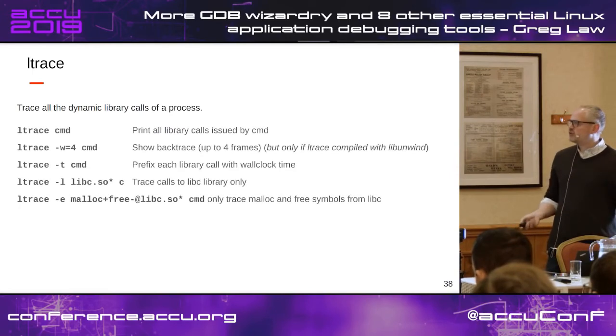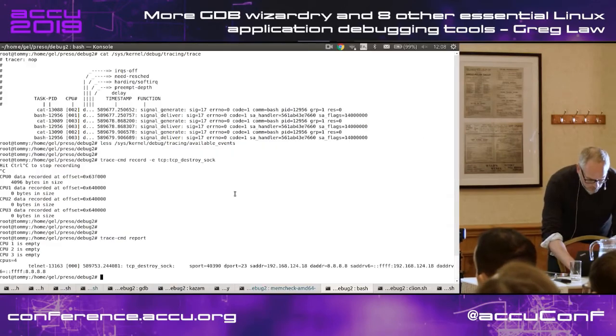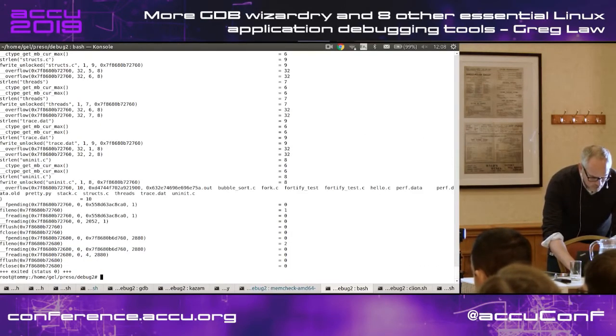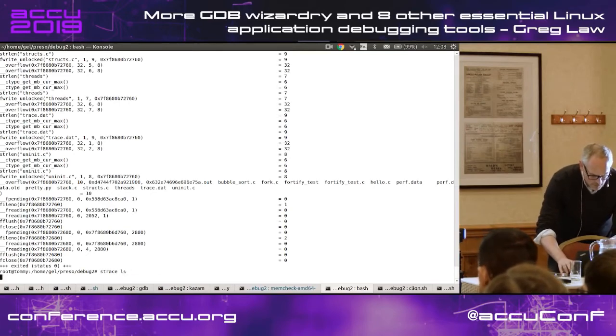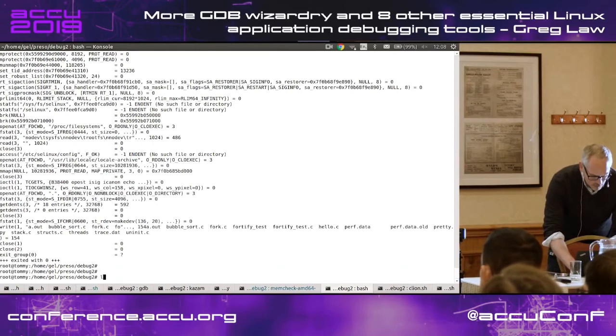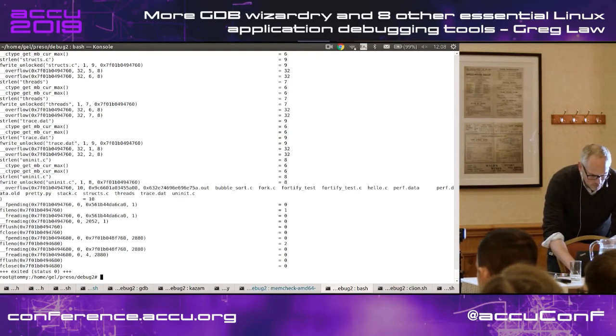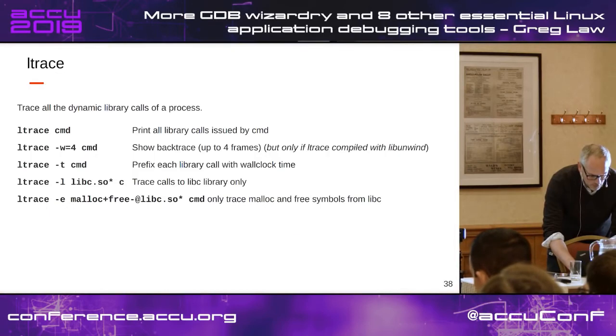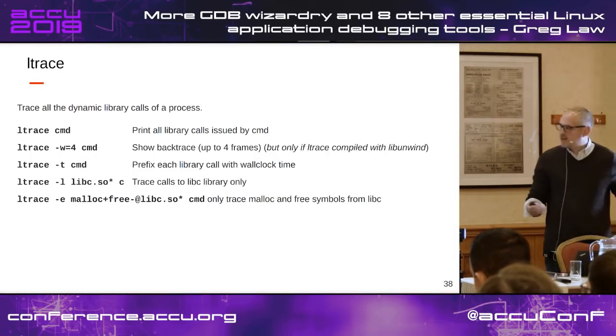ltrace, which is like strace, but for libraries. So it's printing all the library calls, right? So if I go, I don't know, ltrace ls, you can see all of the library calls. I said I was going to show strace, but let's just compare, right? So strace gives me all my system calls. ltrace, when I run ls, gives me all my library calls. Can get backtraces.